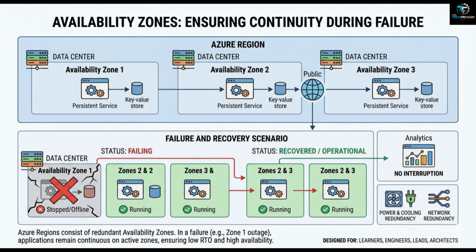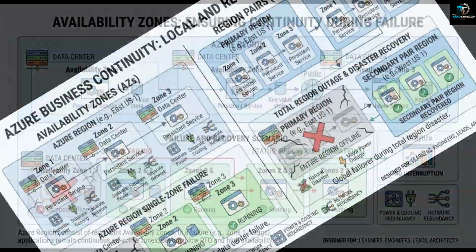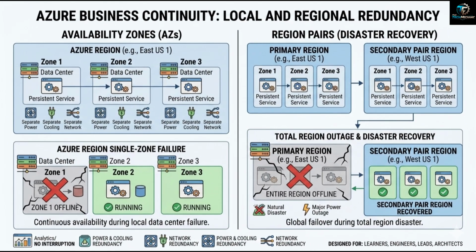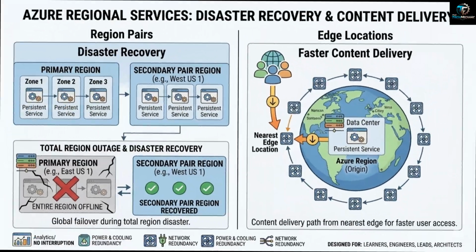Within many Azure regions, Microsoft provides availability zones. Each zone is an independent data center with separate power, cooling, and networking. If one zone experiences a failure, applications running across multiple zones continue operating with little or no interruption. Azure also pairs regions together. If an entire region becomes unavailable due to a natural disaster or major outage, workloads can be recovered in the paired region. This helps businesses maintain continuity during large-scale failures.